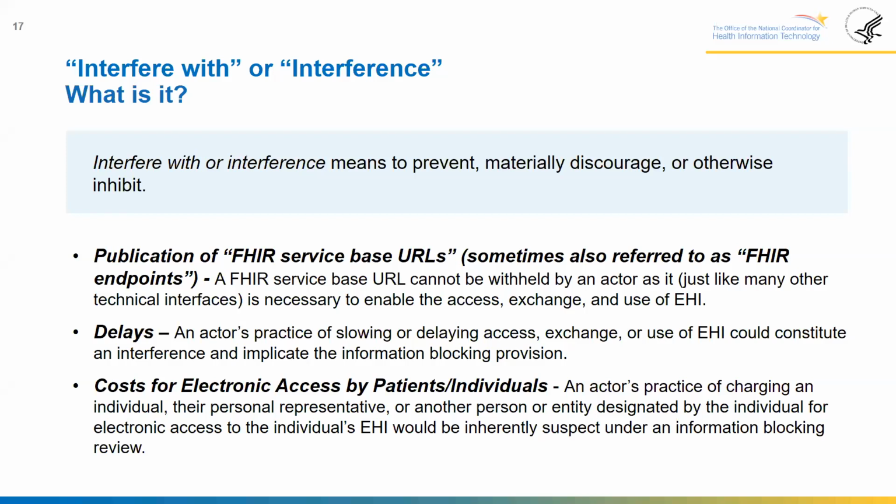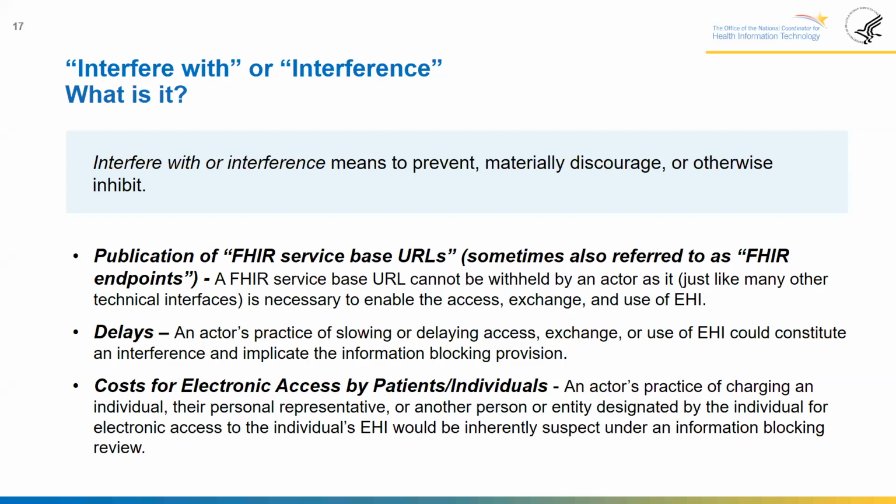So the first one I talked to you about is pretty straightforward, FHIR endpoints. Those need to be published, otherwise they could constitute an interference with access, exchange, and use, because they're key to being able to provide the connection between the apps and the API.